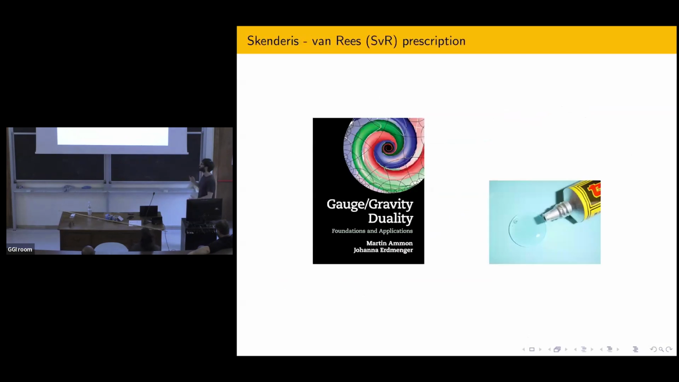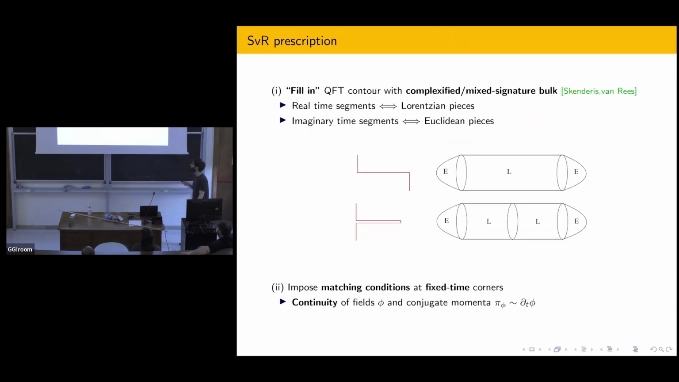So let me now describe another way of doing Schwinger-Keldysh holography, which is based on an older setup by Schwinger-Keldysh and Van Rees. I think this makes more intuitive sense because the previous prescription, although it's easy to use, feels a bit more ad hoc.